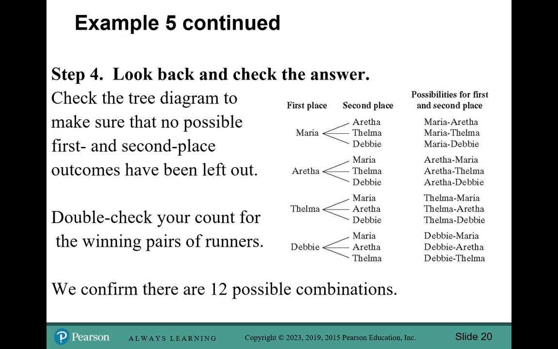So we look back and we want to check this answer, and confirm that the 12 possible combinations are indeed correct. Let's check the tree diagram to make sure that there are no possible first and second place outcomes that have been left out. And then we want to double check our count for the winning pairs of runners. We're essentially checking this last column over here. You cannot come up with any combination that hasn't already been listed here. You could try. That's the goal, to try to think of a combination that isn't here that should be. But we have successfully come up with all combinations. So 12 is indeed our answer.